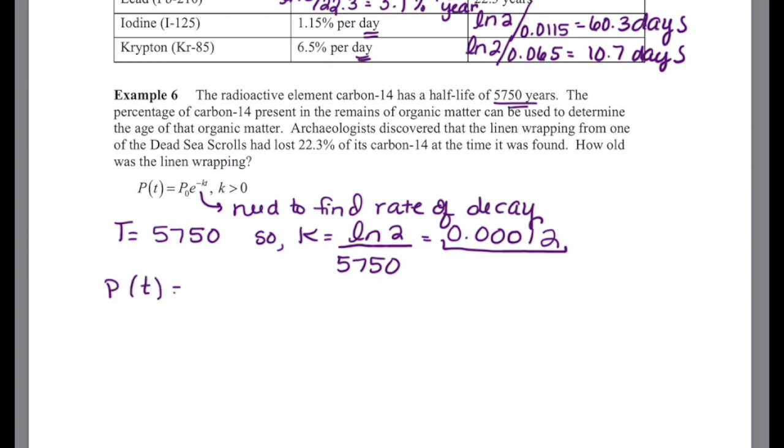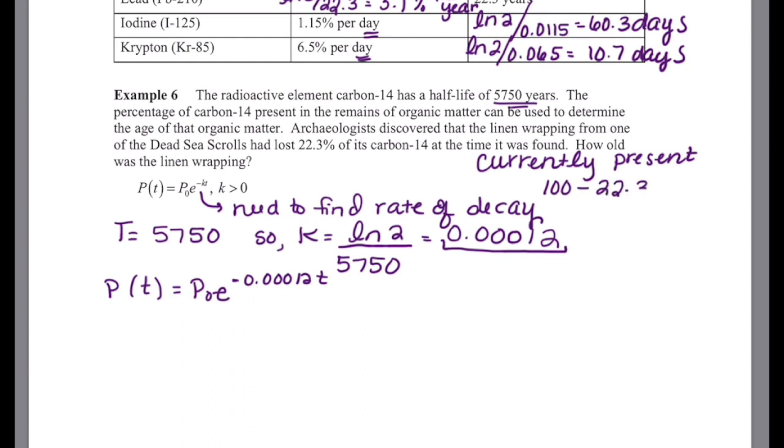All right, P of t is equal to how much we originally had times e to the negative 0.0012 times t. Well, we don't know what we originally had, but we can find the amount that's currently present. If we started with 100% and we subtract how much it's lost, we know it currently has 77.7%. Turning that into a decimal, we'll have 0.777 times the original amount, which we're unsure about, is equal to the original amount times e to the negative 0.0012t. What's great at this point is that we don't need to know the original amount. We can divide both sides by P sub 0 and they'll end up canceling out.